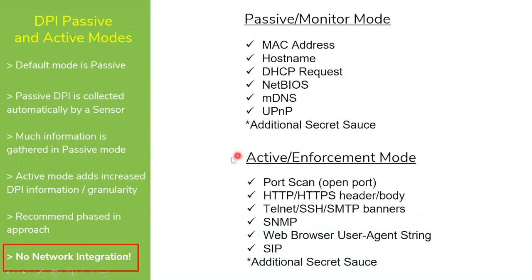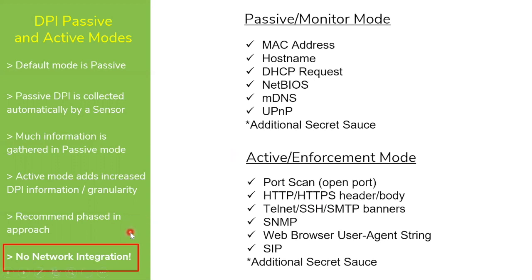If you go into an active mode, we actually get more granular information. So you can enable scanning and use other methods that will further enhance and refine the initial platform detection, and maybe refine it down to a more granular level. This is typically implemented in a staged fashion, but neither one of these requires any network integration.